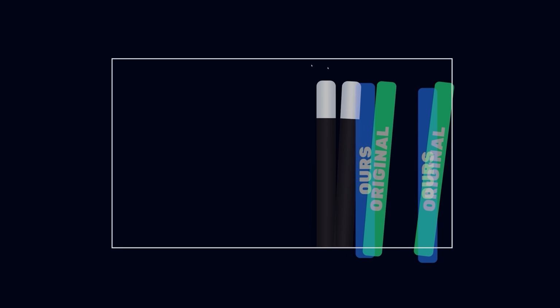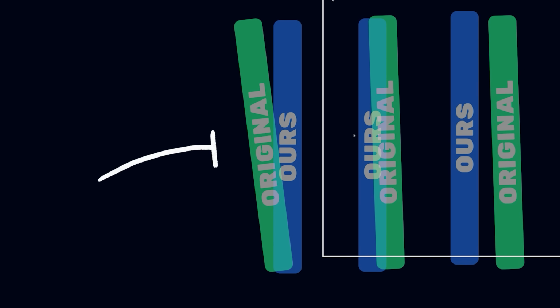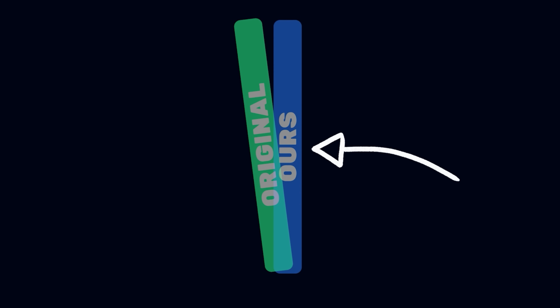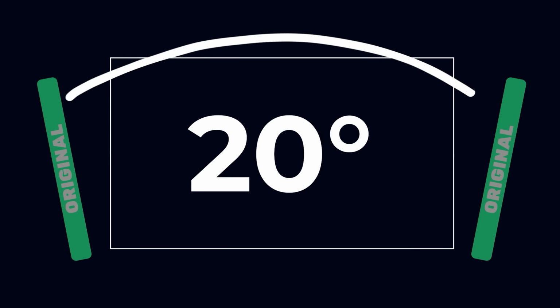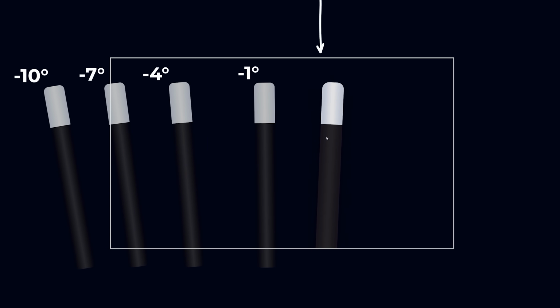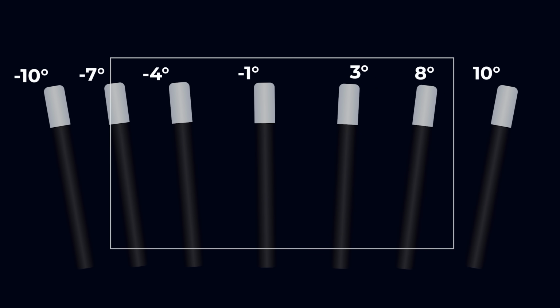If we do a side-by-side comparison, it's becoming clear that there's some rotation occurring on the original that isn't happening on ours. I'm going to do a rough approximation and say that the total range is probably about 20 degrees from here to here, meaning that starting at negative 10 degrees, as we move our mouse across the screen, that angle needs to steadily increase until it hits a maximum of positive 10 degrees.